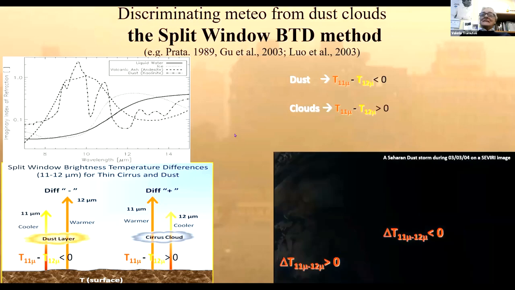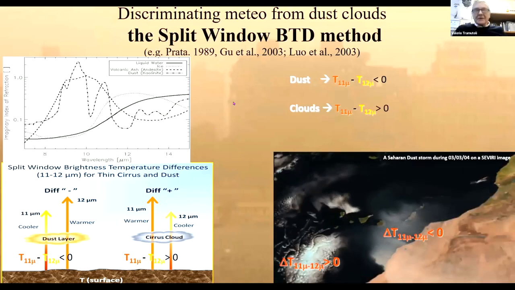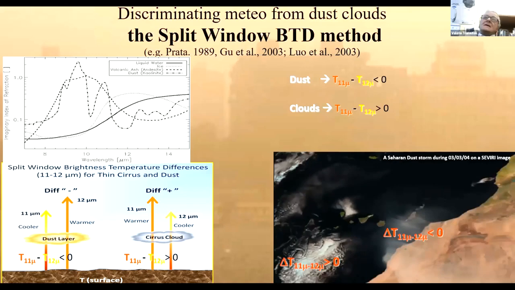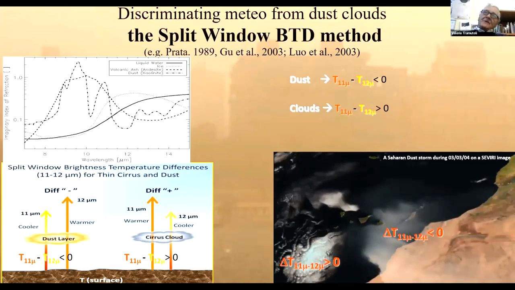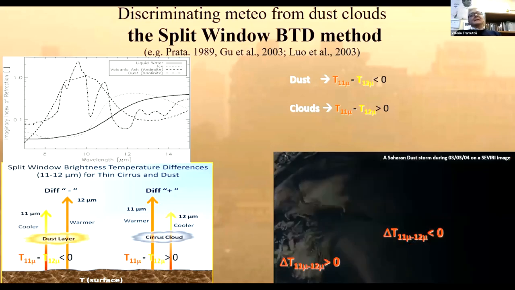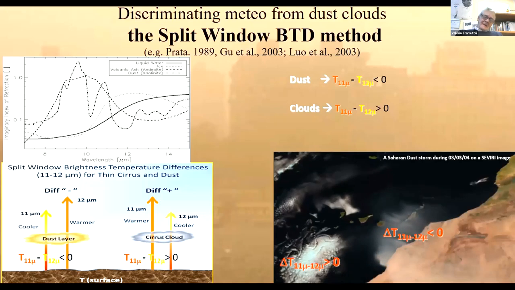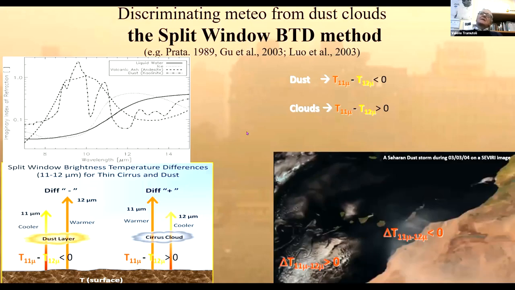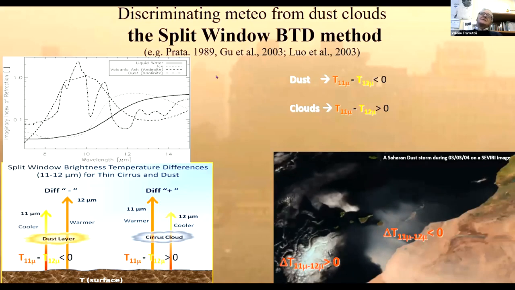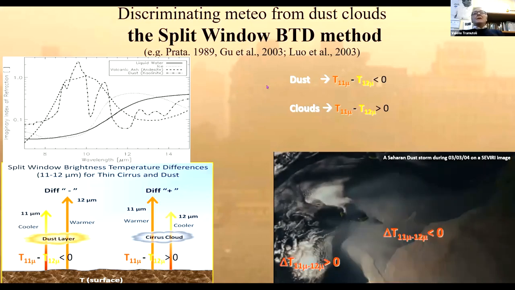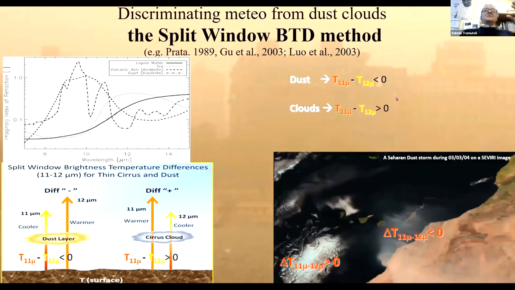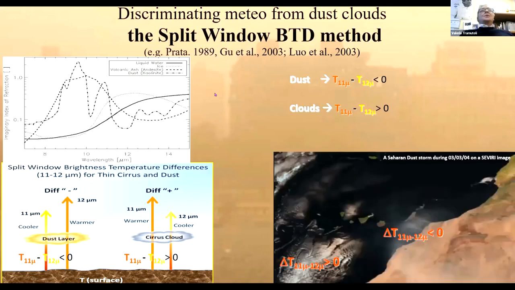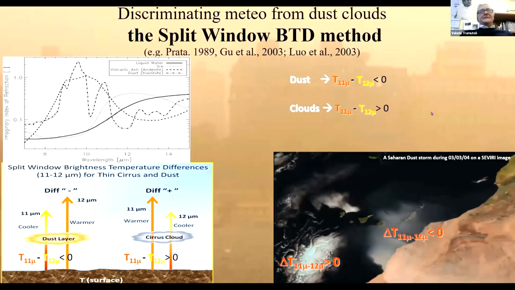So at the end, the diagnostic element, measuring the brightness temperature at 11 and 12 micron, is that we expect a negative difference, 11 minus 12, in presence of dust layers, and a positive one in case of meteorological clouds and semi-transparent meteorological clouds. The threshold, zero, is the threshold established by Prata, Gu, and Lu. Others use a different threshold such as minus 0.5, but generally speaking, these are fixed threshold methods applied to the so-called split window brightness temperature difference.